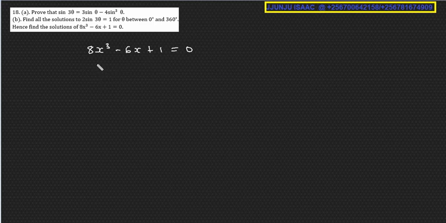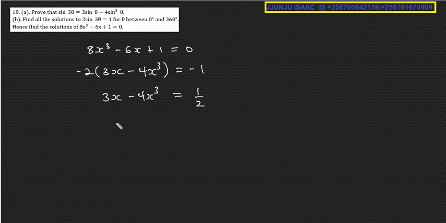So I can write this. I'm going to factorize out negative 2, because I want to create a 4x cubed. Then this will give us 3x minus 4x cubed equal to negative 1. And now when we look at this, let me say 3x minus 4x cubed will be equal to a half.